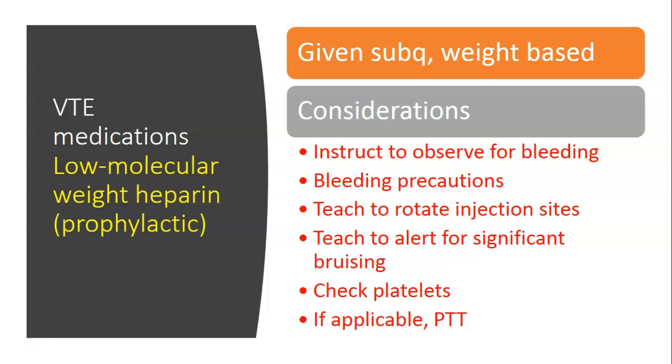Low-molecular-weight heparin can be given sub-Q. It is weight-based. Some things to consider: instruct to observe for bleeding precautions, teach the patient about rotating injection sites, teach them to be alert for any significant bruising. Also, again, make sure you know your platelet counts and, if applicable, a PTT. And again, make sure you know your baseline PTT and what is therapeutic. Also, in terms of rotating injection sites, you'll see a lot of these patients will have bruising. It's best not to give an injection in a bruised area.